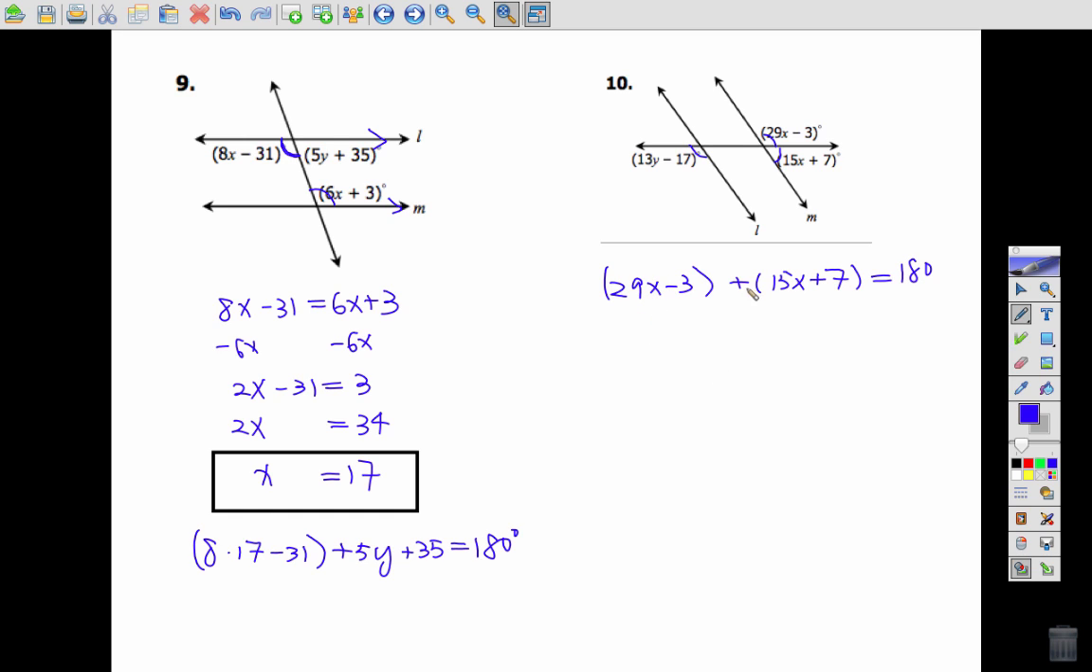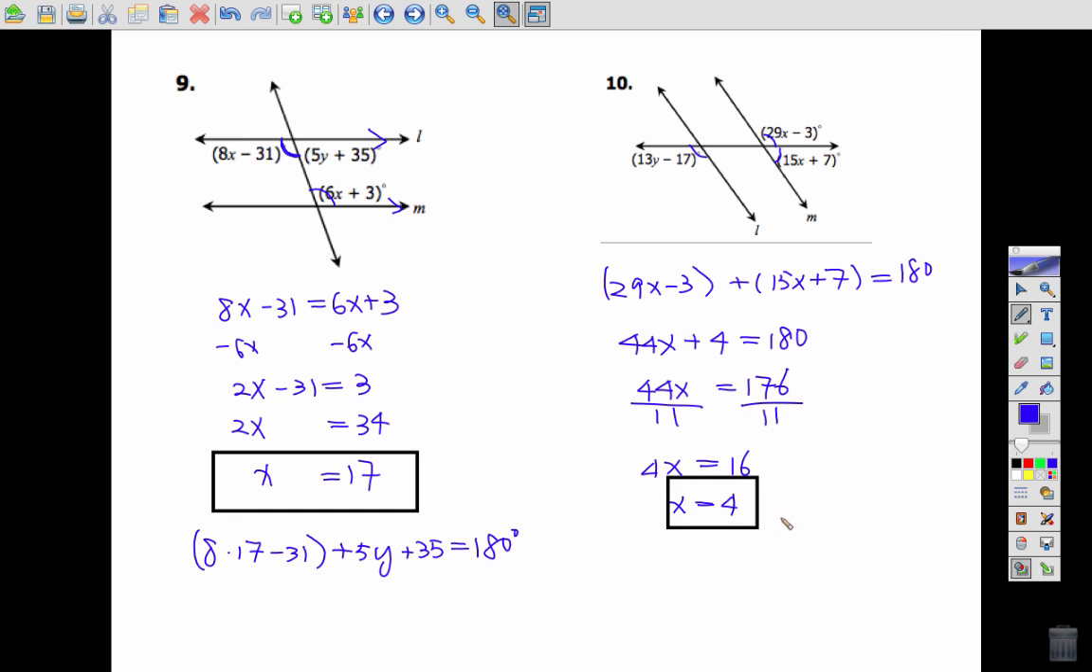Now if you take the parentheses out, you would have 44x plus 4 equals 180, and then you should have 44x equals 176, right? So I'm sure you can use your calculator, but I like to do mental math. I recognize there are multiples of 11. So on the left hand side I should have 4x. On the right hand side I should have 16. So finally my x equals 4. That's my final answer for x.